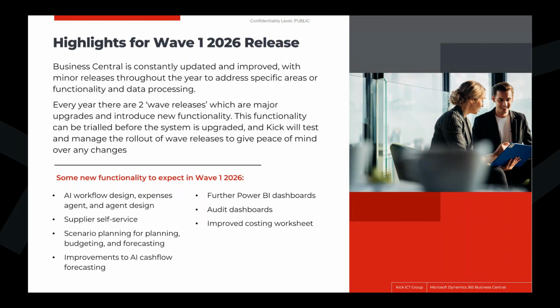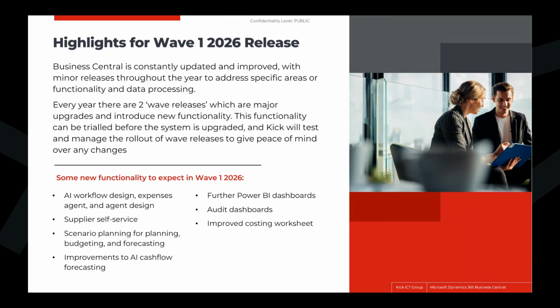So there were quite a few features coming out in the first wave of 2026. This is going to start from April, but these are some of the highlights that I've seen so far. So the AI workflow design is much like what I was just showing you, and we have the expenses agent, this ability to create our own agents. They're looking to bring in a form of supplier self-service, which is something Business Central to date hasn't had, and I think this can greatly improve supply chain visibility for your suppliers.